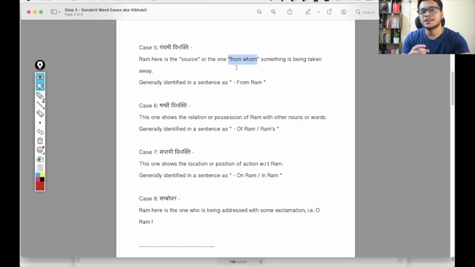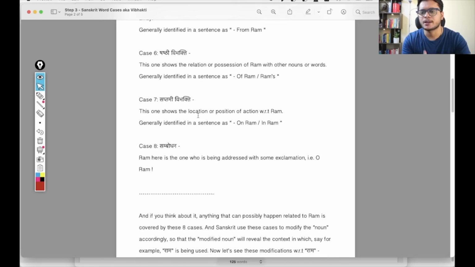So I told you, either the source or there is a sense of separation. So I come back to my home from my village. So from my village. So there is a sense of separation now from my village. And in that case, village will come under case 5 from that village. So whenever there is a sense of separation, something moves away from something, the noun falls under fifth case. So identified in a sentence as from. This keyword is to help you understand.